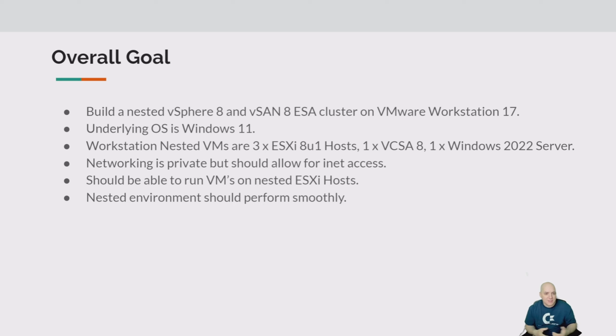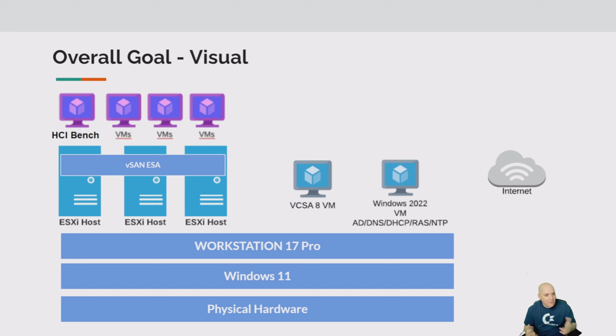Now, you may notice that the ESXi hosts and the VCSA and Windows are all about the same color of blue. I did that to represent that they're running their VMs, but they're running on Workstation. But if you go a step above that and you see HCI Bench, HCI Bench is a VSAN performance benchmarking tool. We use it to kind of benchmark systems. HCI Bench and several other VMs are kind of a purplish color. That indicates that they're running actually on the nested ESXi hosts. And then, of course, we have a connection to the internet, and that's provided through the Windows 2022 server via their RAS service.